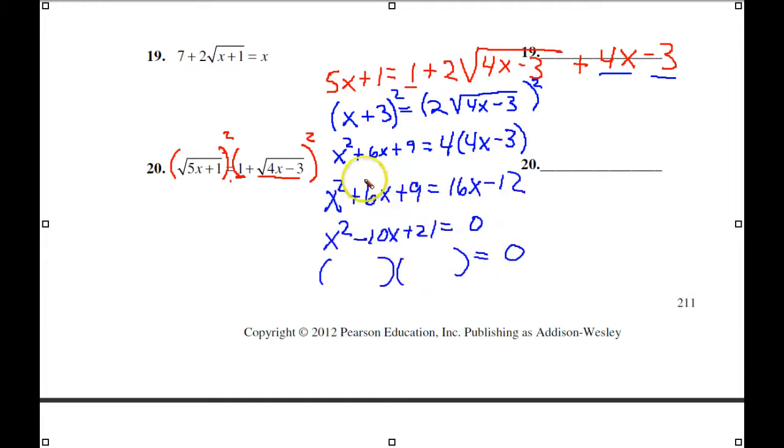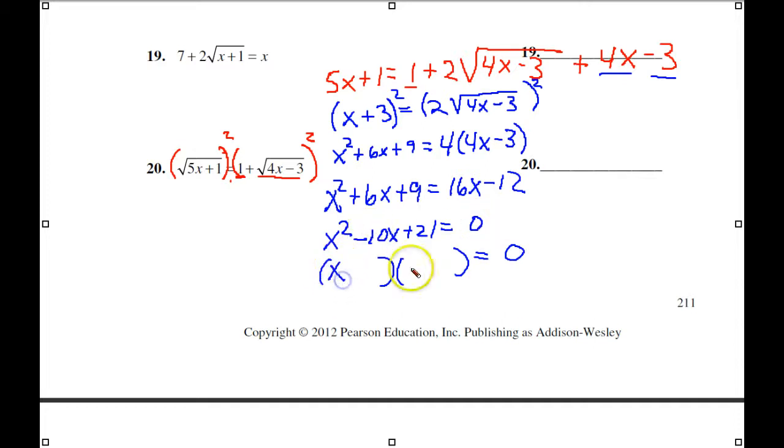Okay, so we are at this step where I then use the distributive principle. This gives me 16x minus 12. Now I'm going to transpose this to this side. Becomes a negative 16x, and this becomes a positive 12. So now I have a quadratic in standard form. I need to factor it.